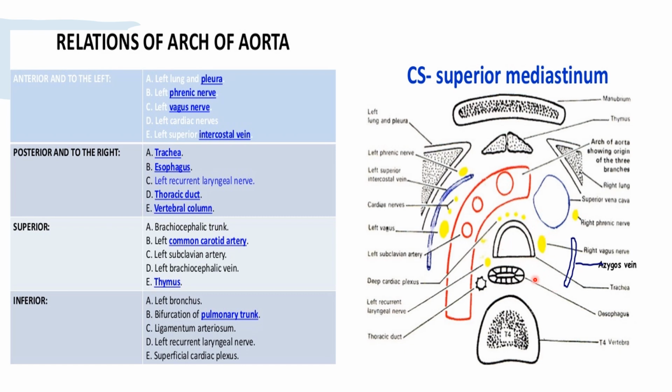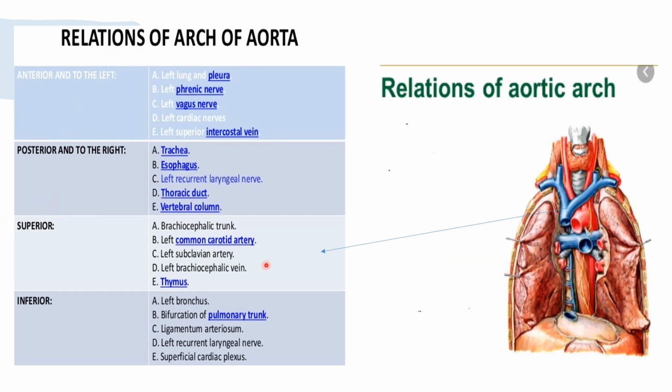Now coming to the superior relations of the arch of aorta, which we can make out in this diagram: brachiocephalic trunk, left common carotid and left subclavian artery. So these are the superior relations of the arch of aorta. That means the 3 branches of the arch of aorta are its superior relations. Then the left brachiocephalic vein and the thymus gland. So these are the relations of the arch of aorta superiorly. Then coming to the inferior relations of the arch of aorta.